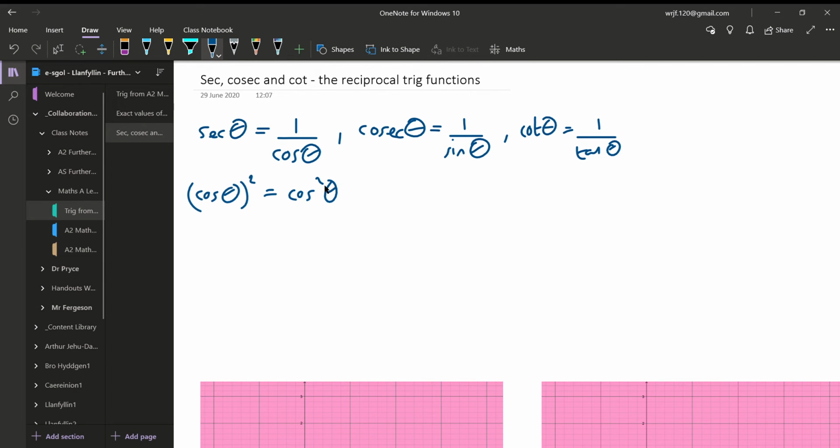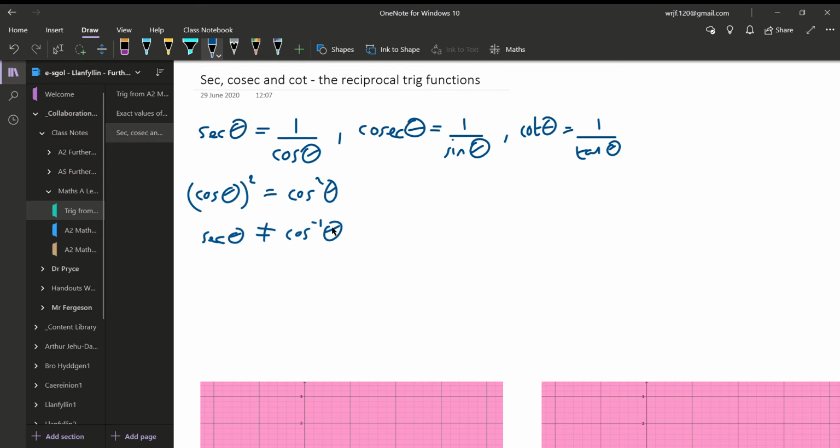Notice here that sec theta is not the same thing as cos to the power minus 1 theta. In fact, you should never really see cos to the minus 1 of theta, because theta tends to get used for an angle, and if I do cos to the minus 1, it's generally speaking not an angle that I would be putting in there, because cos to the minus 1 there means the inverse of cos. It doesn't mean the reciprocal of cos.